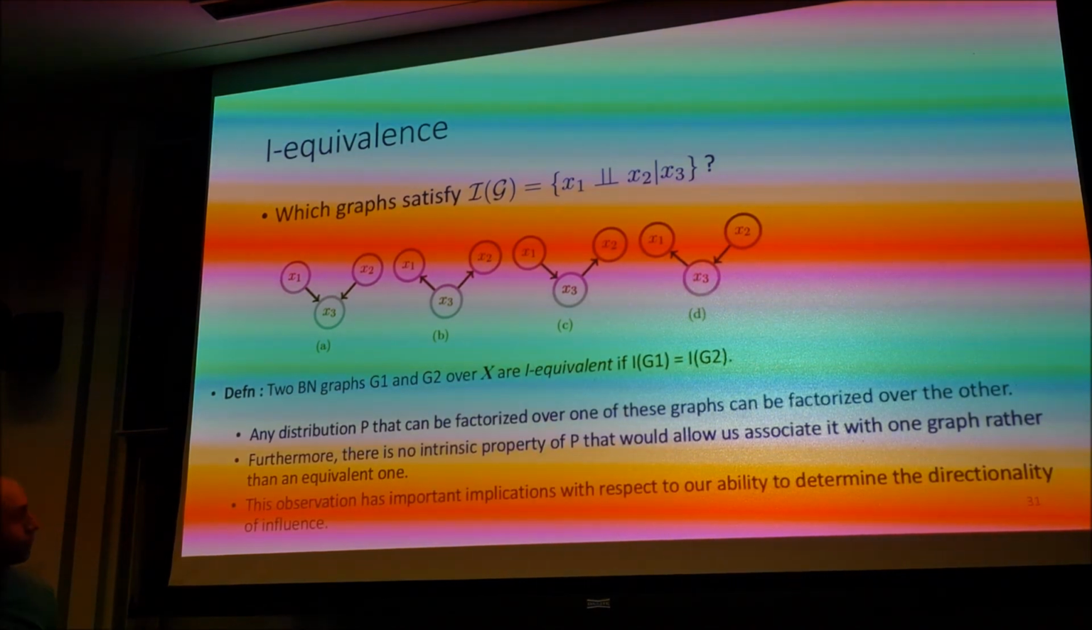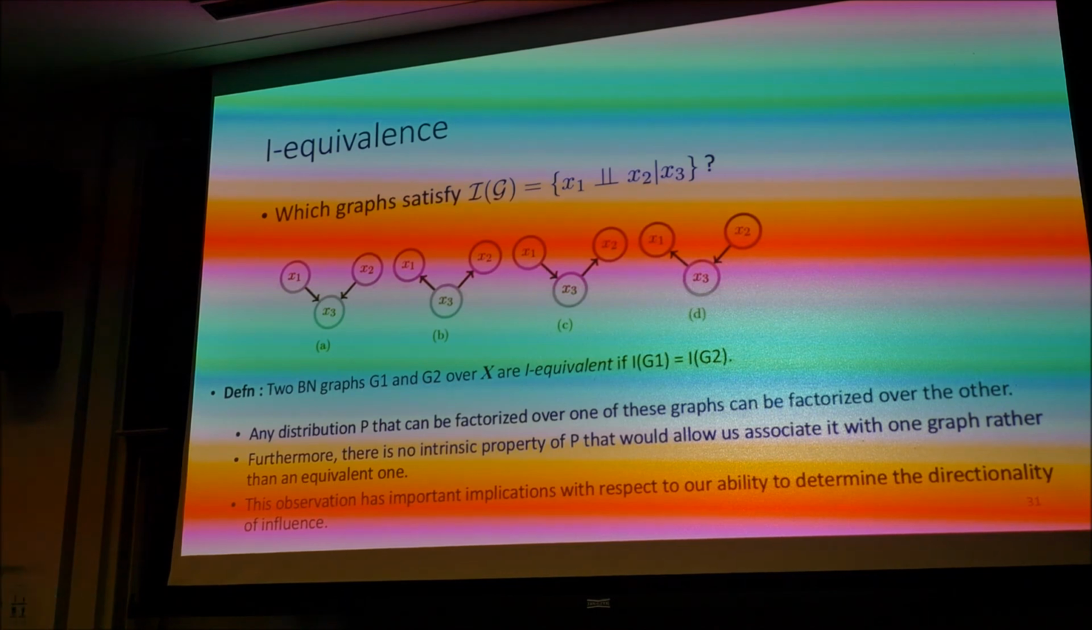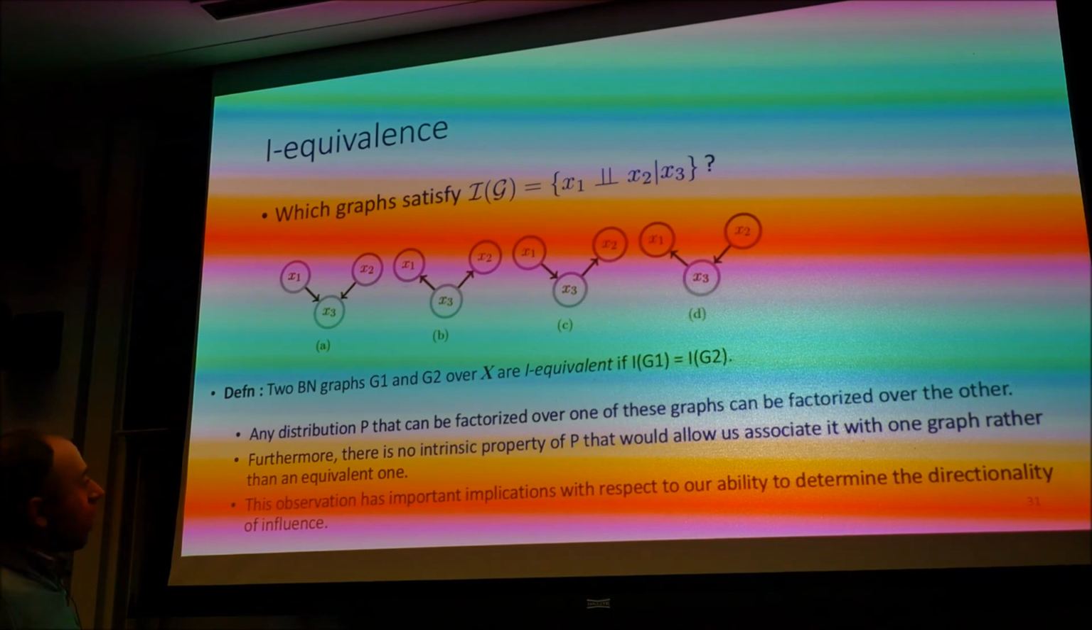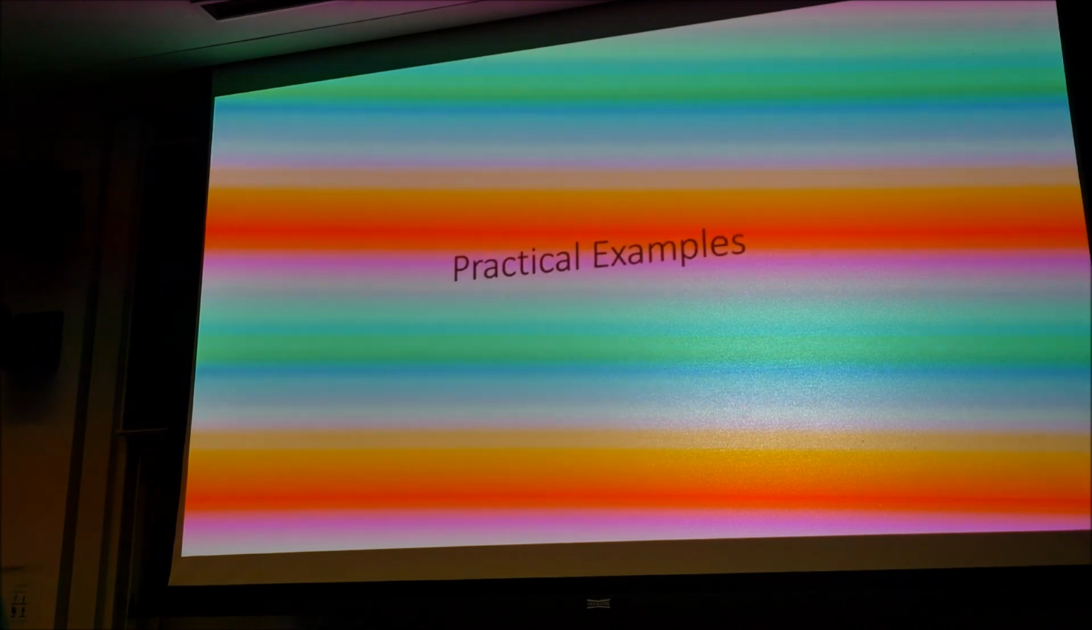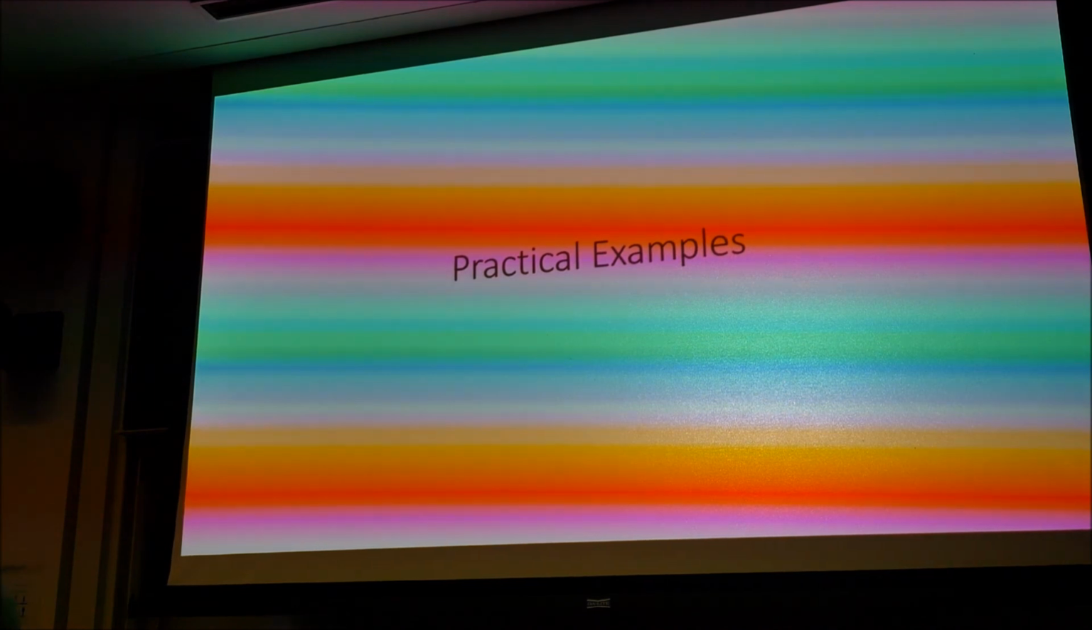All right, so we say that two Bayesian networks G1 and G2 over X are I-equivalent if their I-maps are equivalent. And we can always find a specific probability distribution that introduces extra weird things. In the interest of time, I'm going to skip this one. So let's go to some practical examples. People can have a three-minute break and then go back to practical examples.